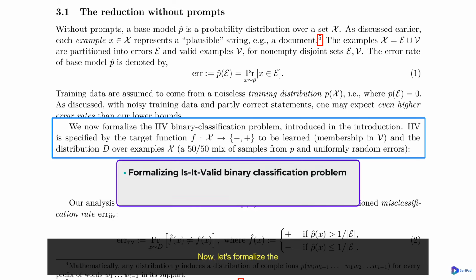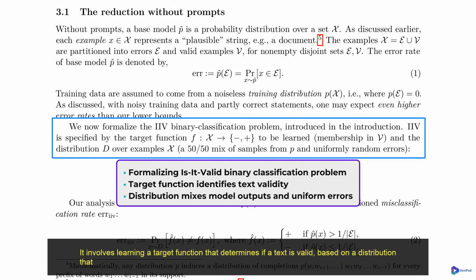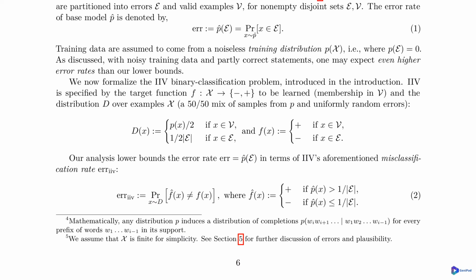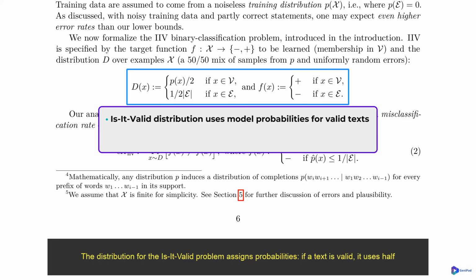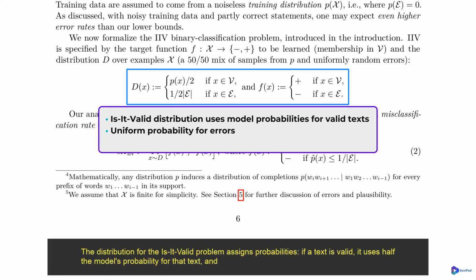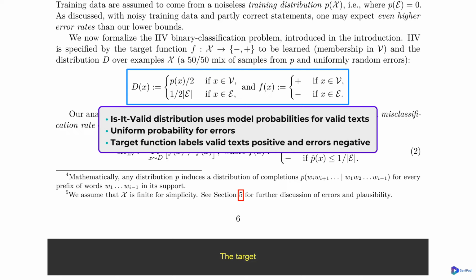Now, let's formalize the is-it-valid binary classification problem. It involves learning a target function that determines if a text is valid based on a distribution that mixes samples from the model's output and uniformly random errors in equal parts. The distribution for the is-it-valid problem assigns probabilities. If a text is valid, it uses half the model's probability for that text, and if it's an error, it uses a uniform probability over all errors. The target function labels valid texts positively and errors negatively.